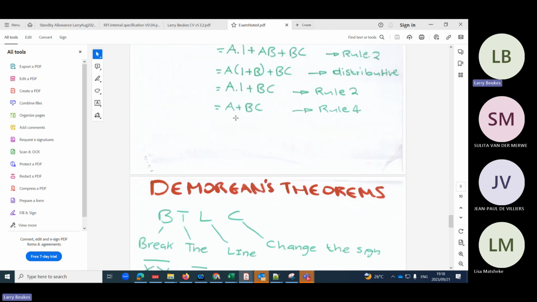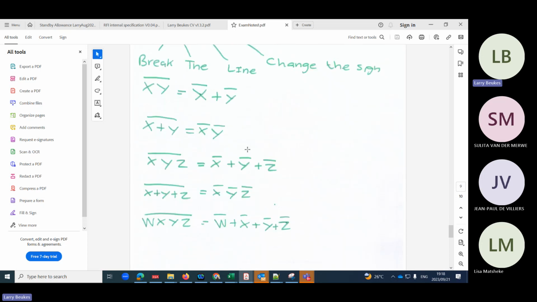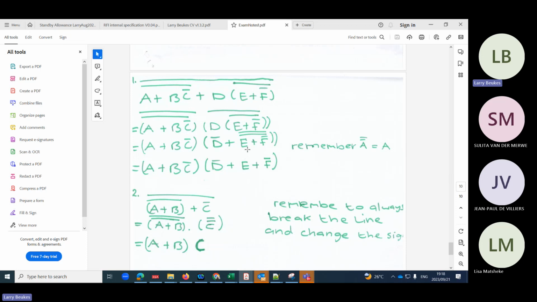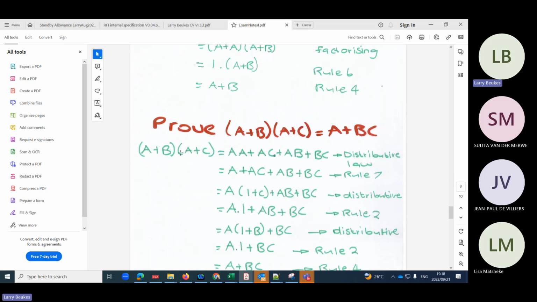So we need to do this one, and we need to do this one, right? This one quickly. So if we do this one, let's see what they did here. Here, (A plus B)(A plus C). You know from grade 10 when we multiply out the brackets, we take this A and this A, so that's why you have AA here.